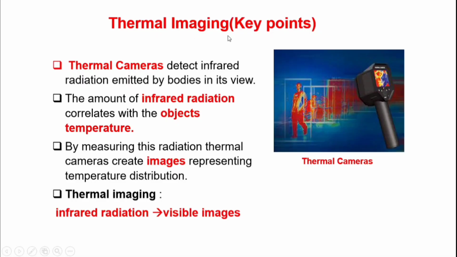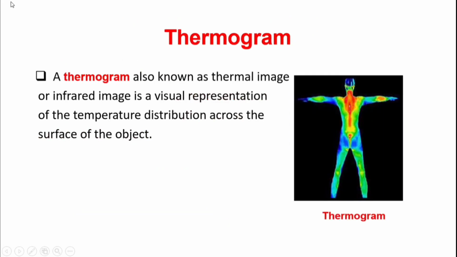Thermal imaging is an awesome technology. These are the key points regarding thermal imaging. Thermal imaging is the process of converting infrared radiation into visible images. Observe the sketch. A thermal camera can detect the infrared radiation emitted by bodies in its view. This captured infrared radiation is converted into visible images. The amount of infrared radiation correlates with the object's temperature. By measuring this infrared radiation, thermal cameras create images representing temperature distribution. These visible images are known as thermograms.